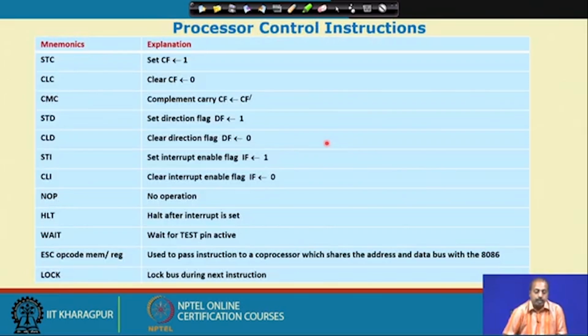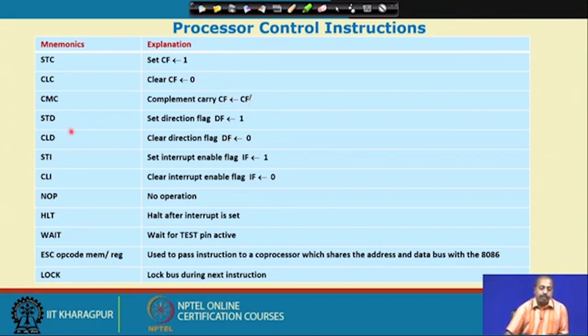Next is the category of instructions called processor control instructions, like STC, set carry. It will set the carry flag CF to 1. Then CLC, or clear carry, will clear the carry flag. Then CMC will complement the carry: whatever the complemented value of CF is, that will come to CF.